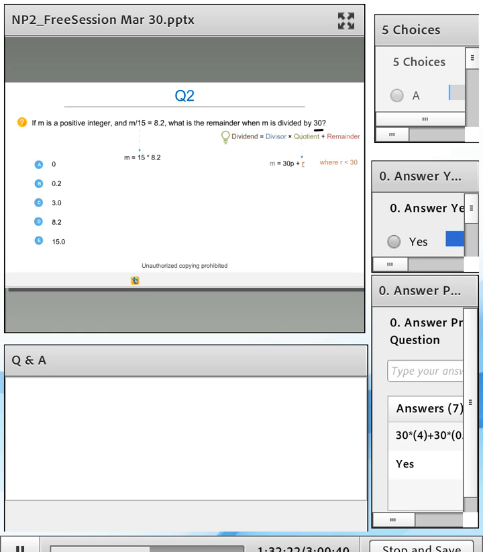All right. So again, the same drill, right? I have m is equal to 30p plus r. I need to find the value of r, which means, what do I need to do for this part, for m is equal to 15 into 8.2? What do I need to do there? Conceptually, how is it that I'm visualizing m is equal to 15 times 8.2? What is my goal with that equation? What do I need to do? All right, no answers here.